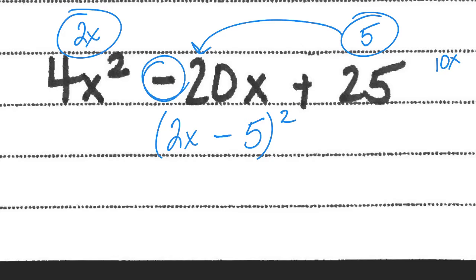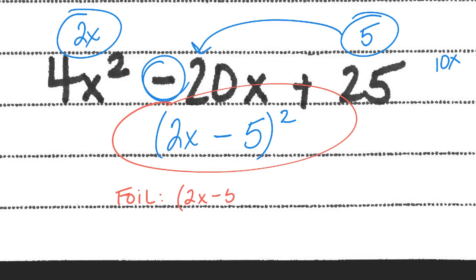Now remember, when we check this, that's the answer. This is the answer. But when we check this, we do have to FOIL. And that's where the outers and inners become that negative 20. So just make sure when you FOIL this, you multiply it out correctly.